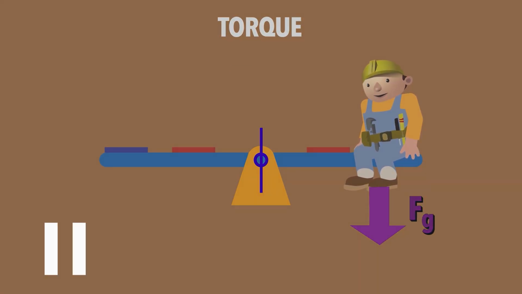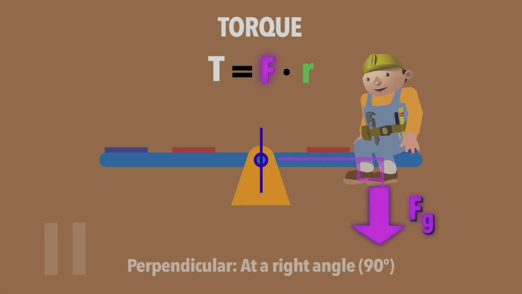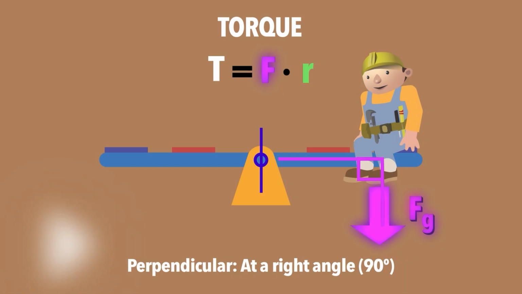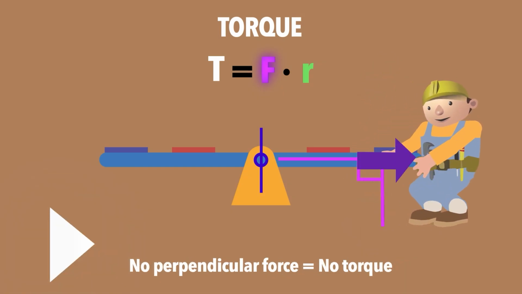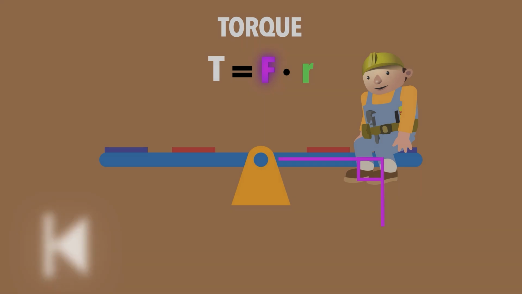Mathematically, the torque is equal to the force times the radius. The force refers to the force component perpendicular to the horizontal lever arm. If Bob pulls on the seesaw lever, the seesaw will not rotate because the force has no perpendicular component and only a parallel component. It's only the perpendicular force that counts.